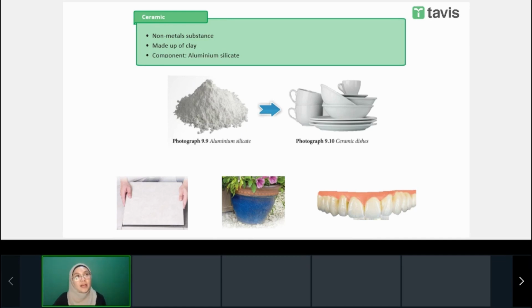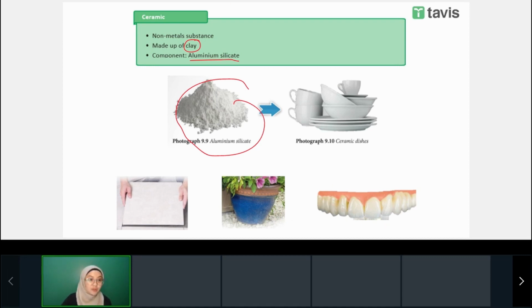Okay, let's see the ceramic. Just now, glass we remember from sand, silicon dioxide, the elements silicon and oxygen. How about ceramic? Ceramic is a non-metal substance. It is made up of clay with a component of aluminium silicate. From aluminium silicate powder, you can turn it into ceramic dishes. We can also make tiles or marble. And this one a vase. And this one is dentures.